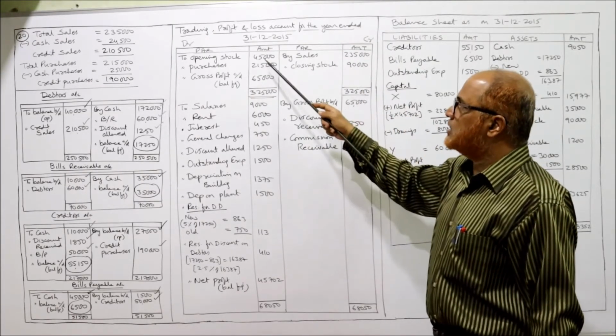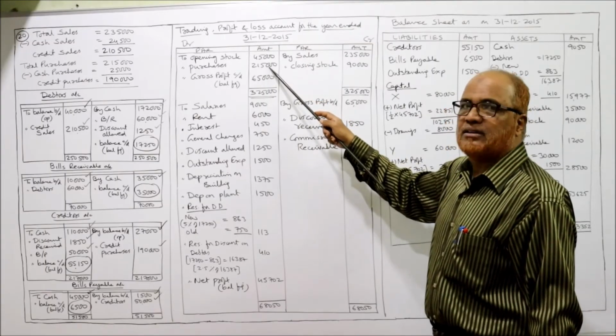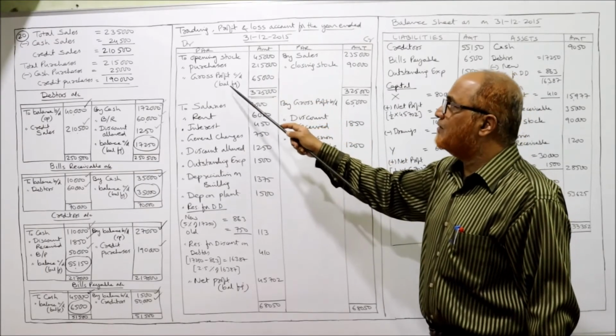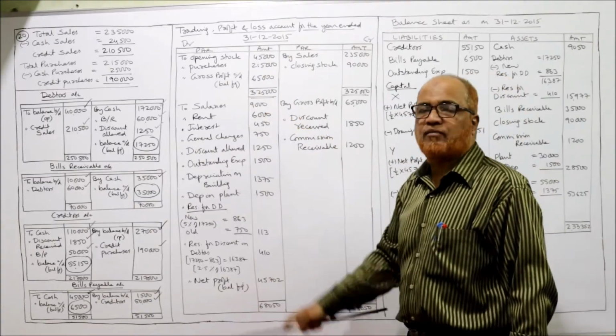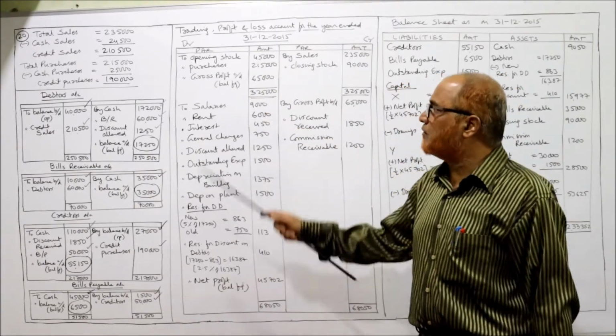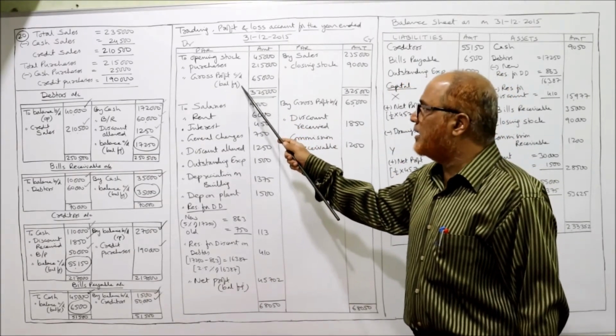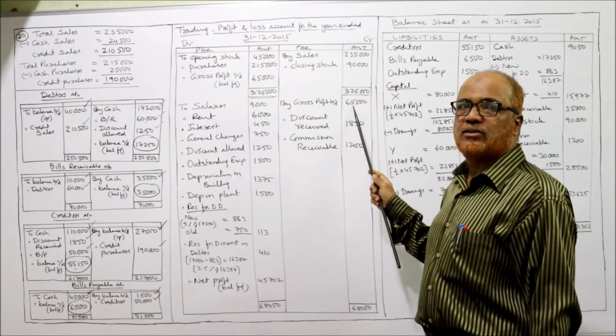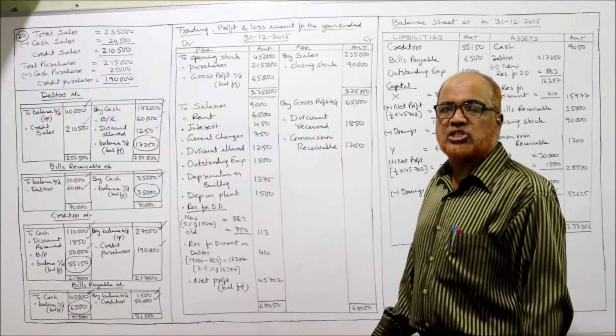Now take the total credit side, 3,25,000. From 3,25,000, deduct 45,000, deduct 2,15,000. The balancing figure is 65,000 gross profit. We got the gross profit 65,000. Now carry it down. Here it is brought down 65,000. Now we'll start the profit and loss account.